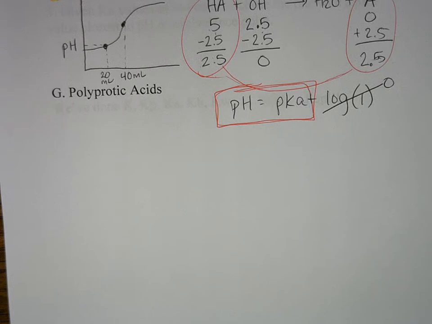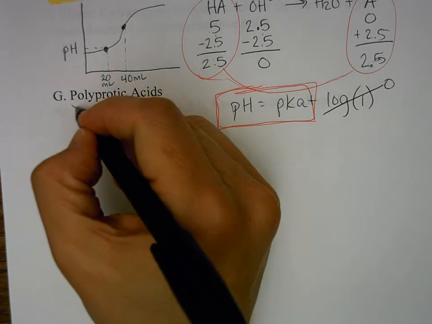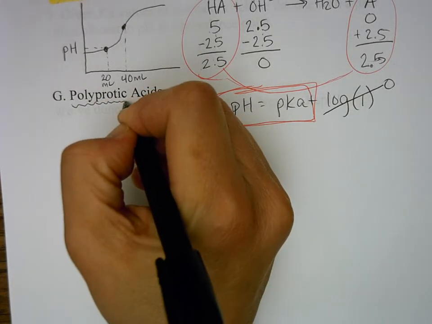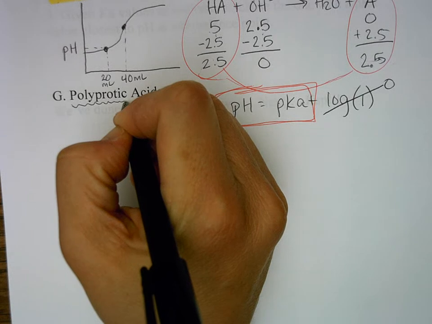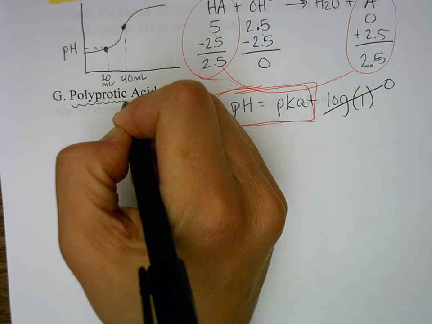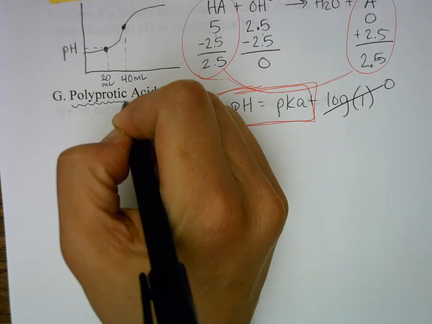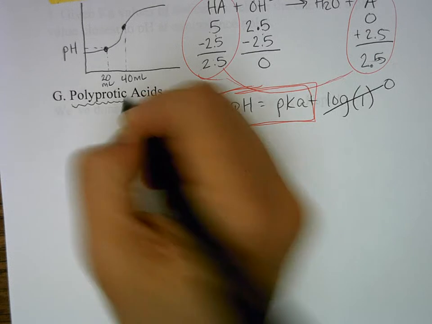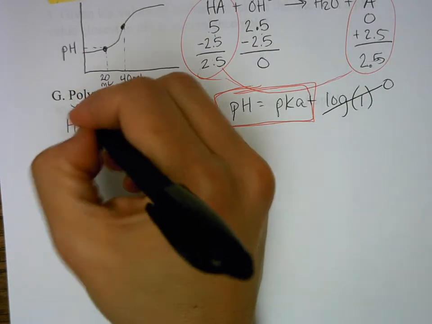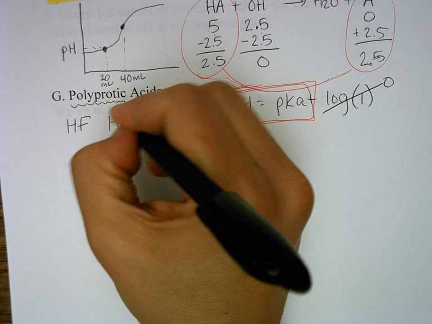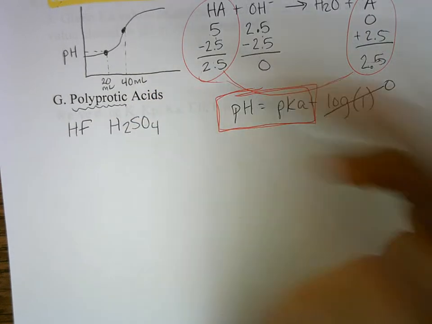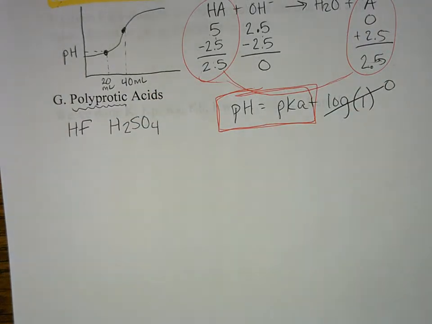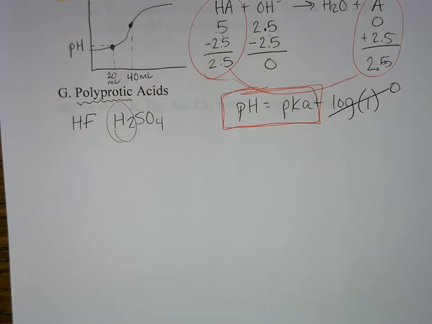All right, next, polyprotic acids. Do you know what polyprotic means? Poly means many. Protic, protons. Let's say between HF and H2SO4, hydrofluoric and sulfuric acid, which one is the polyprotic acid? H2SO4. Why? Because there's more than one hydrogen. So any acid that has more than one hydrogen is called a polyprotic acid.